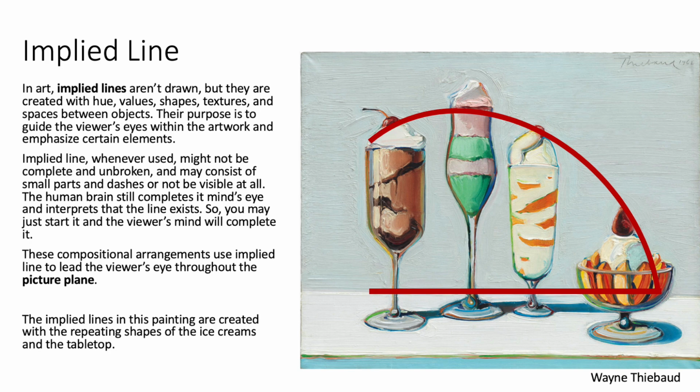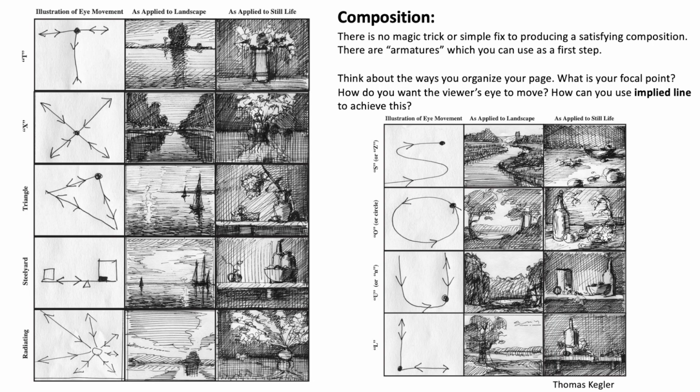These compositional arrangements use implied line to lead the viewer's eye throughout the picture plane. The implied lines in this painting are created with the repeating shapes of the ice creams and with the tabletop to create a nice balanced harmony. Illustrations of eye movement and implied line can be seen in these illustrations by Thomas Kegler.